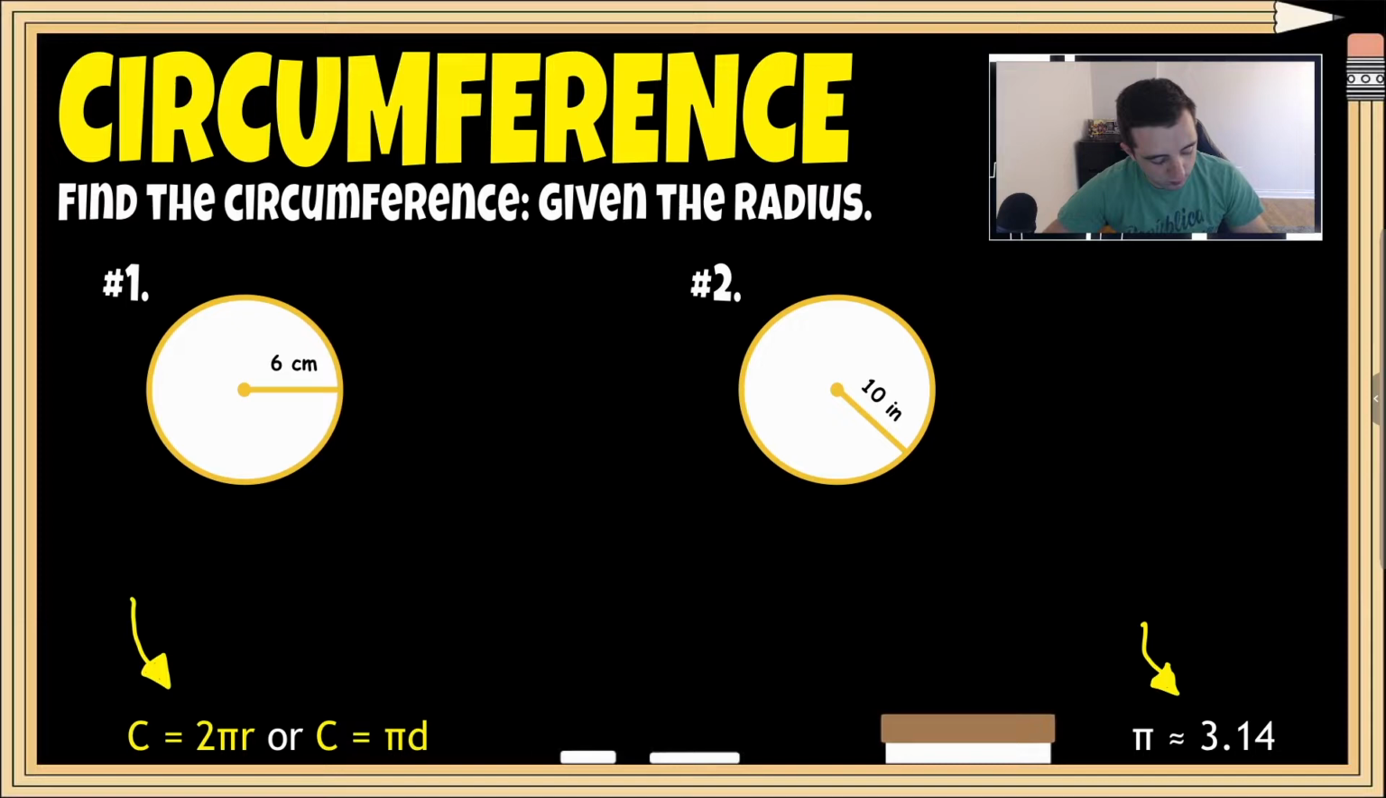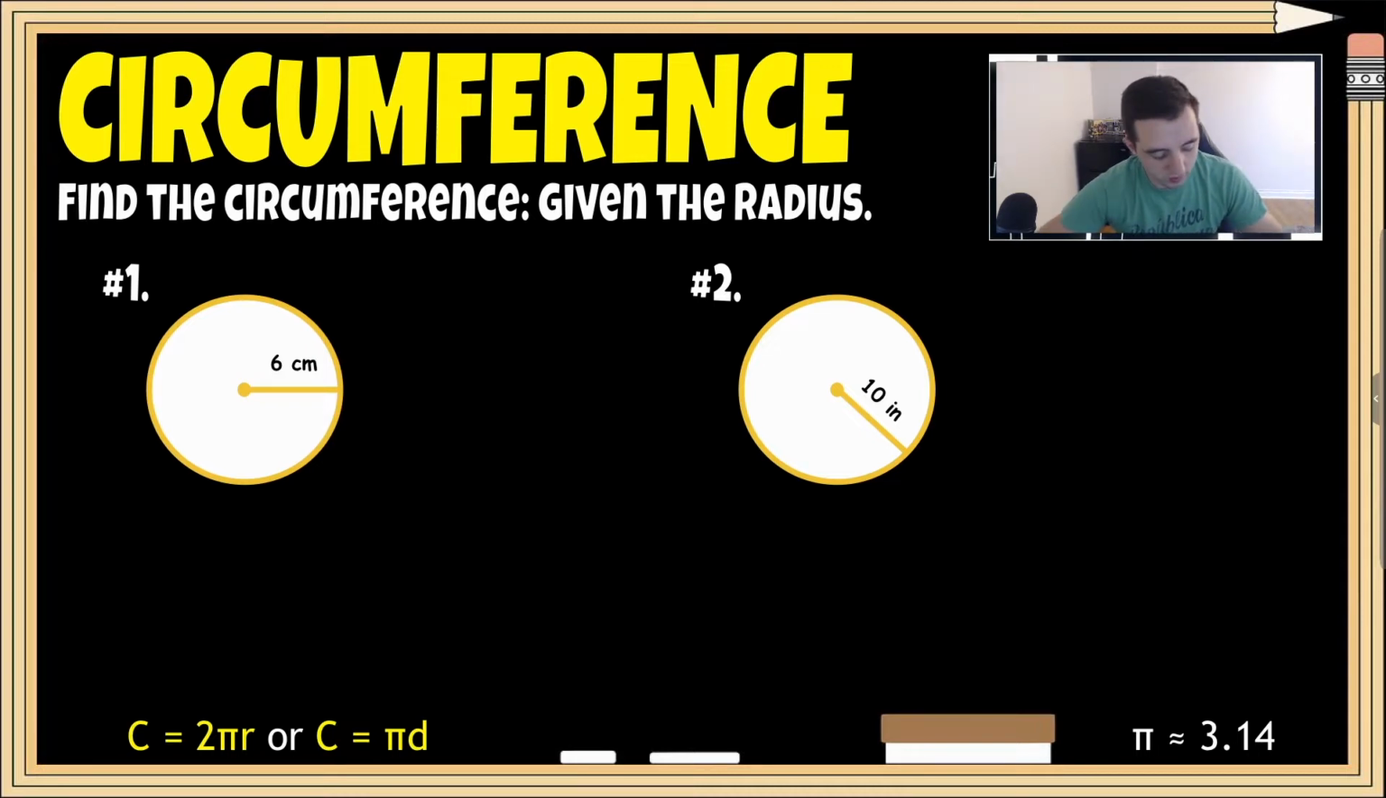Okay, so let's move on to number one. And if I look at my circle here, I'm given half the length of the circle, otherwise known as the radius, which is 6 centimeters. So I'm going to utilize the formula that has the radius in it, which is C equals 2 times pi times r. And I'm going to end up utilizing this formula only for each one of these problems, just because we're given the radius only in these particular problems.